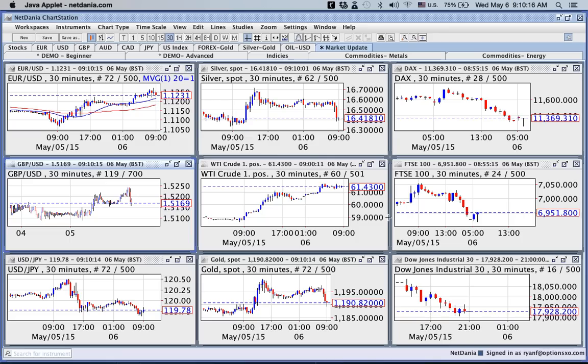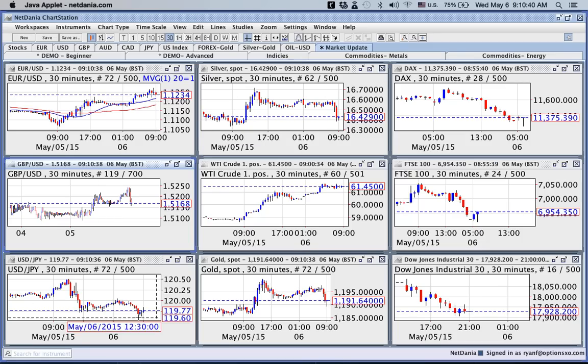We see other assets on the go: 11,000 on the DAX, 6,951 on the FTSE. Dow Jones remained at 17,928 as of yesterday. Crude oil right now at 61, gold at 1191 but crossing going down. Silver dropped to 16.4, dollar again down to 119 from 120 and above before yesterday. Euro dollar up to 1.12.